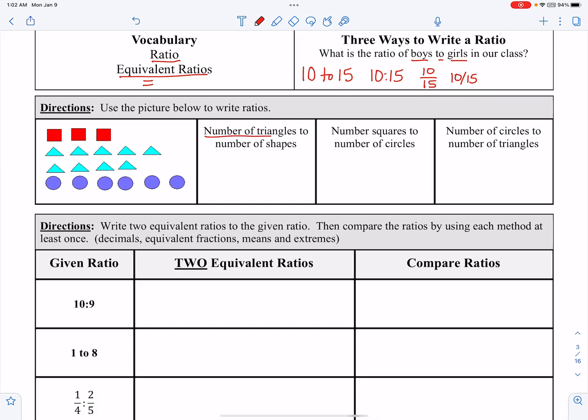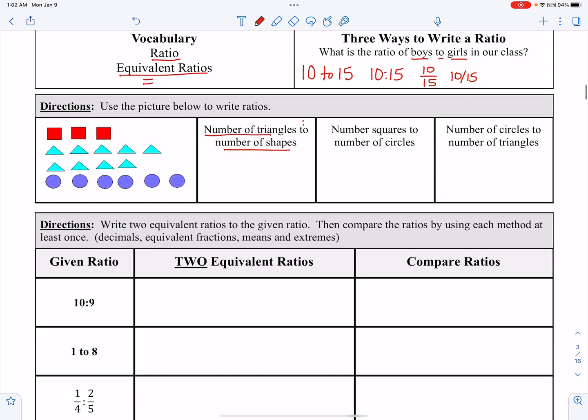It says number of triangles to the number of shapes in that order. So the number of triangles, I have 2, 4, 6, 8, 9. So this is a 9 to, and then number of shapes, 10, 11, 12, 13, 14, 15, 16, 17, 18. So I have 9 to 18. I can write it 9 to 18, and I can write 9 over 18. We can also simplify that to 1/2, so you can write it like that as well.